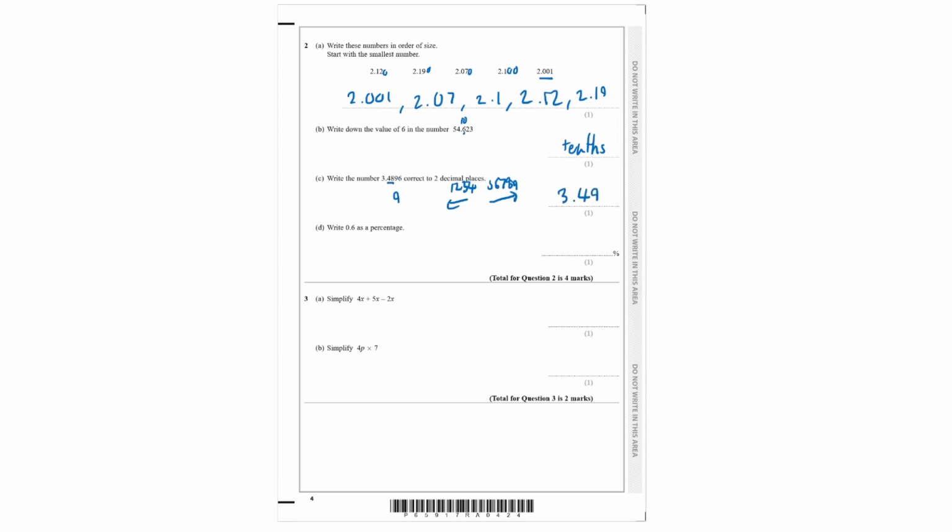So instead, we have 3.49. Write 0.6 as a percentage, and percentage is out of 100, so we simply multiply this by 100, so we can move the decimal to the right 2 times. 1, 2, and we have 60%.